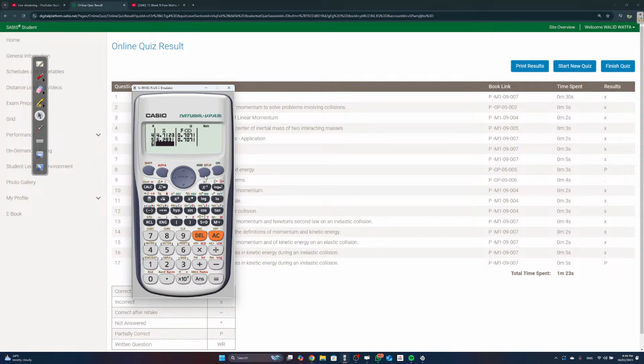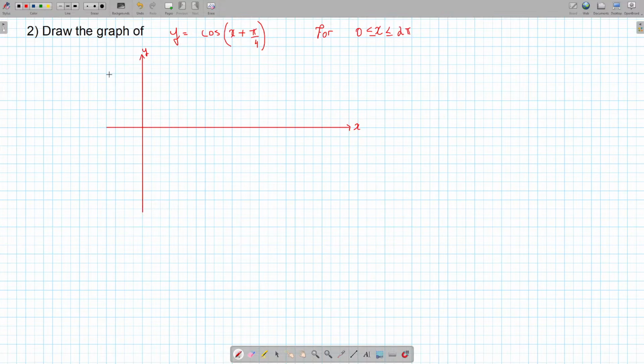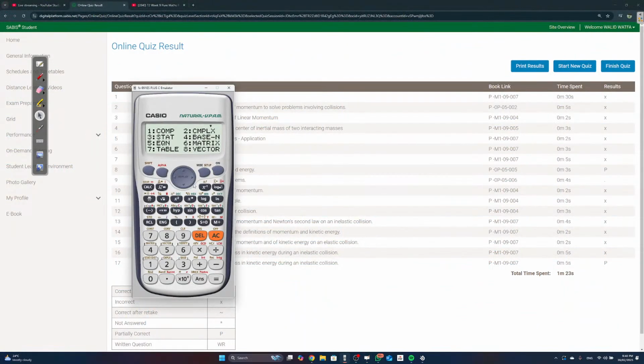Does it never hit the maximum point? Since you're doing plus pi over 4, don't take the step as pi over 2, take the step as pi over 4. I'll take it as pi over 4.